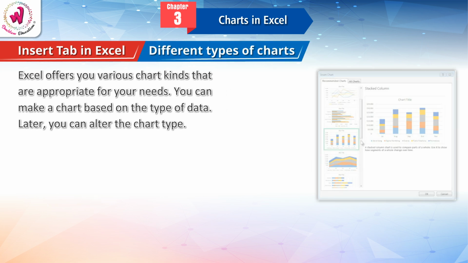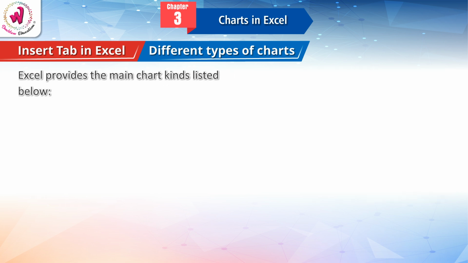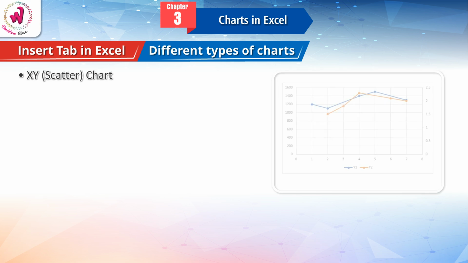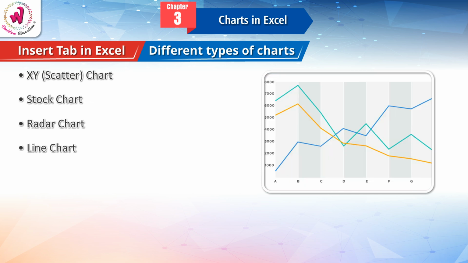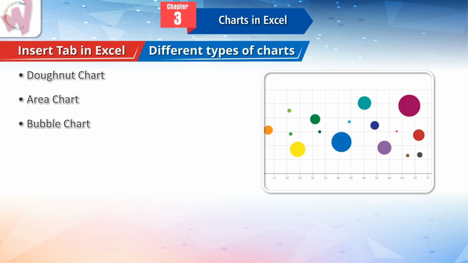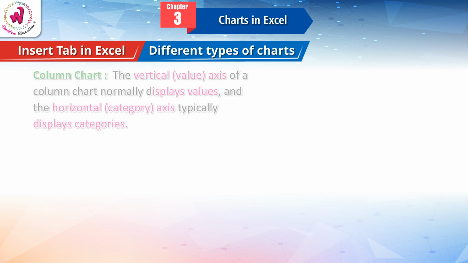Different types of chart. Excel offers you various chart kinds that are appropriate for your needs. You can make a chart based on the type of data. Later, you can alter the chart type. Excel provides the main chart kinds listed below: column chart, pie chart, bar chart, XY scatter chart, stock chart, radar chart, line chart, donut chart, area chart, bubble chart, surface chart, combo chart.